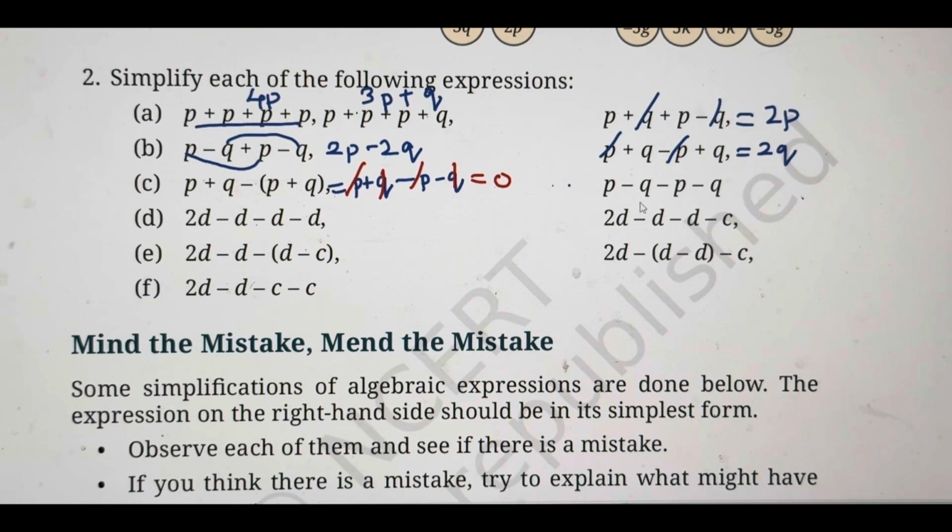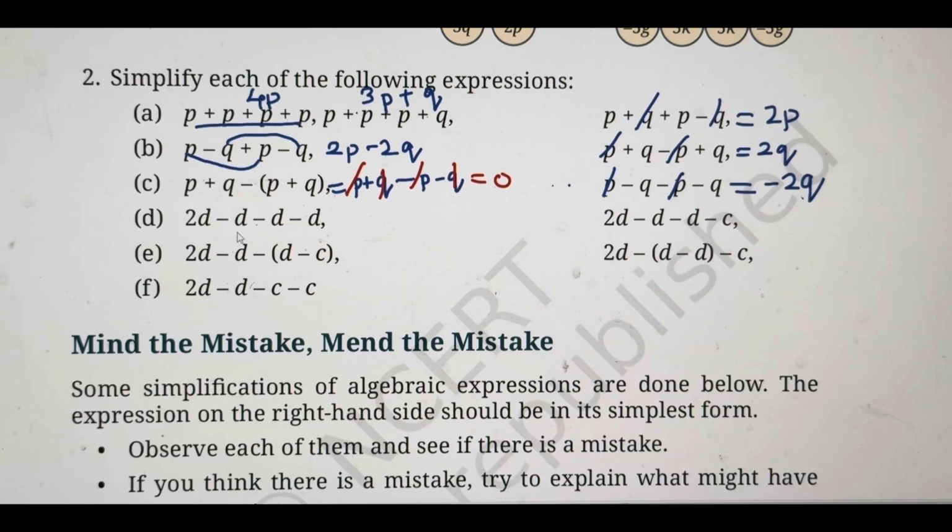Let us see next one. P minus Q minus P minus Q. Okay, so let us see. This is positive P, this is negative P. So we can strike off that. It will become 0. Minus Q will be minus 2Q. Minus 1 is minus 2. Okay.